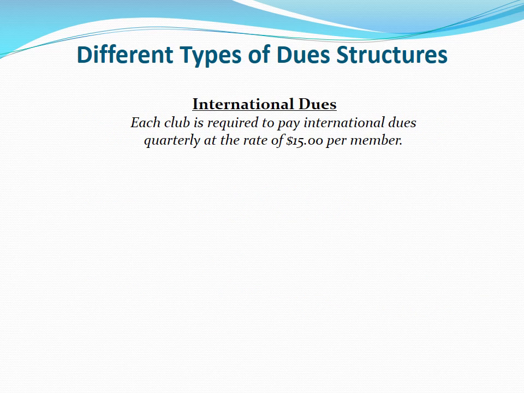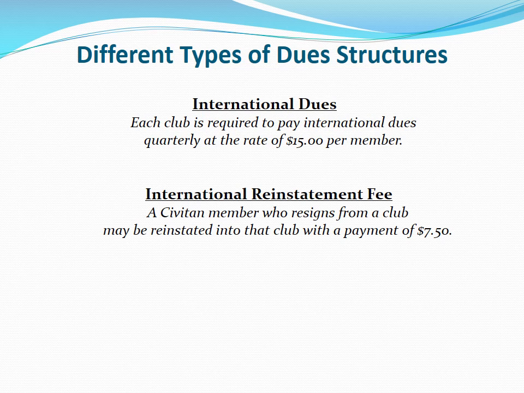Each club is required to pay Civitan International quarterly dues. That rate right now is established at $15 per member. This is the number that you will see show up on your billing statement from Civitan International and is based on per capita for your membership. If you have a member who has resigned from the club and then shows interest in rejoining, they can be reinstated without having to pay the initiation fee and only pay a reinstatement fee of $7.50.